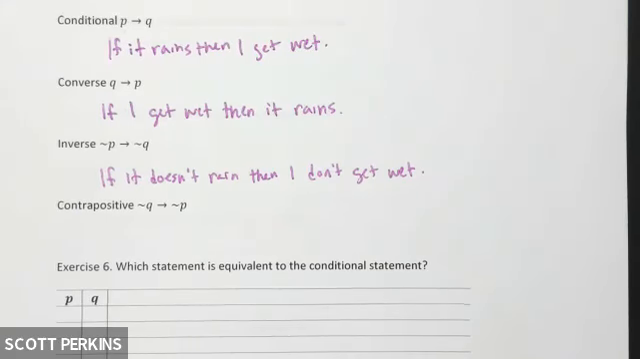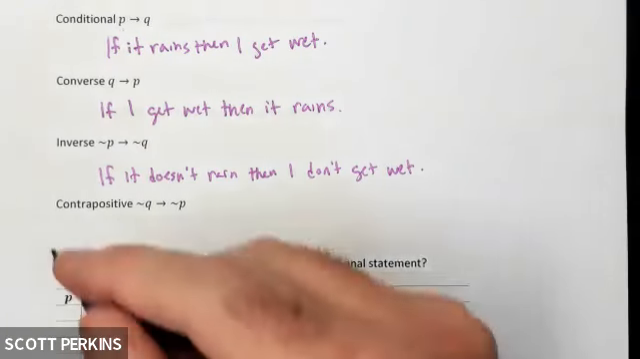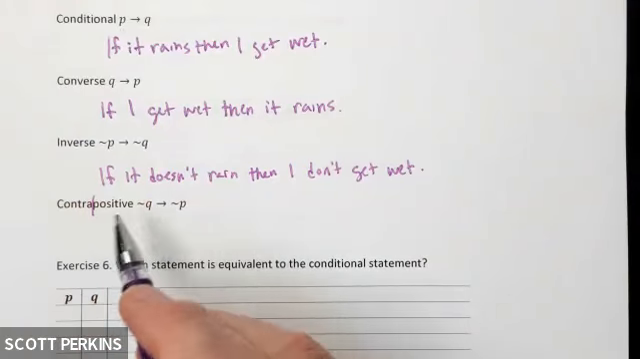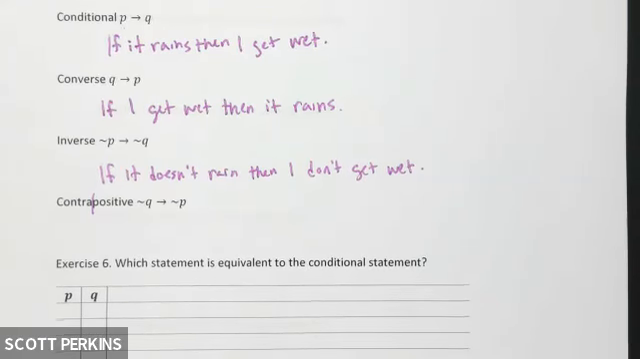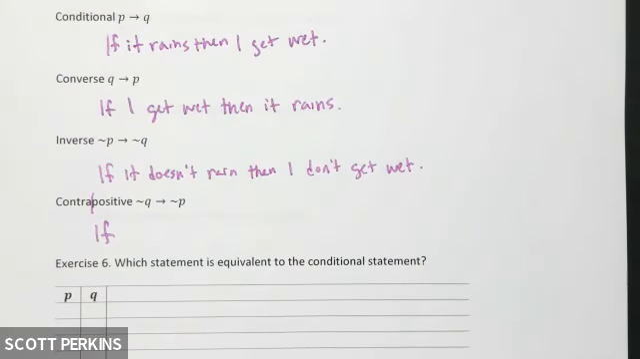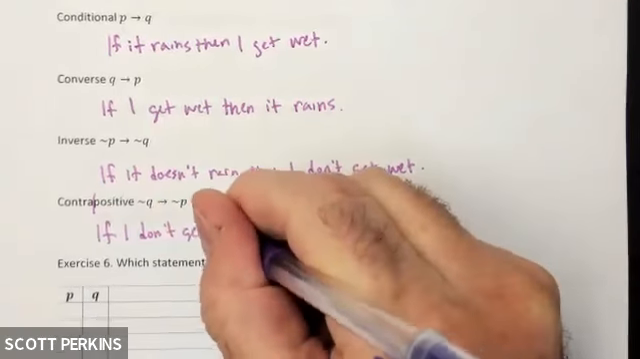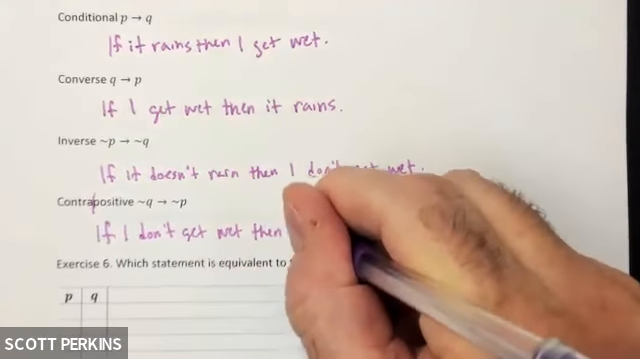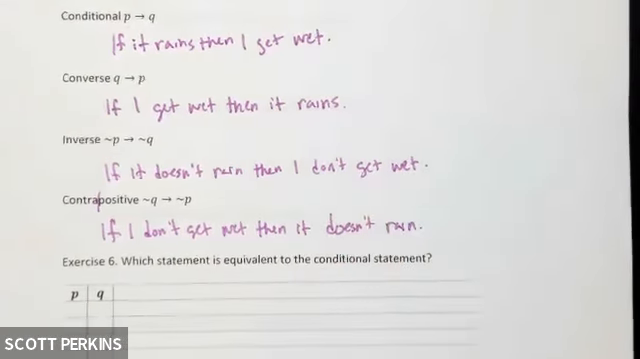And last but not least, the last statement that's related to the conditional statement is called the contrapositive. You just break that up into two words. I know it's a little longer. The contrapositive does both of those things. It not only changes the order of the statements, it negates both of them. So in this case, what would it be? If I don't get wet, then it doesn't rain. Excellent work.